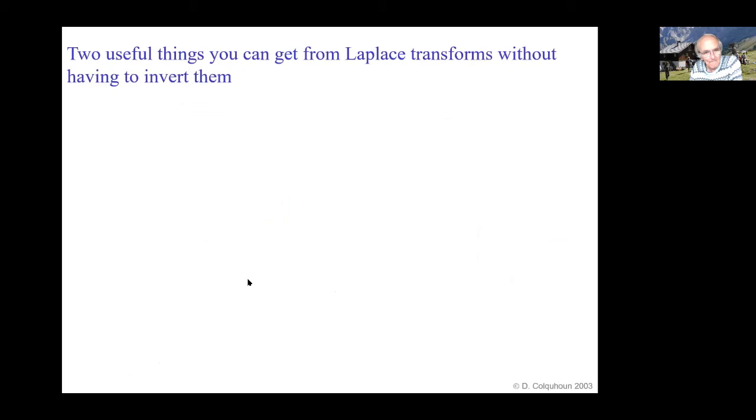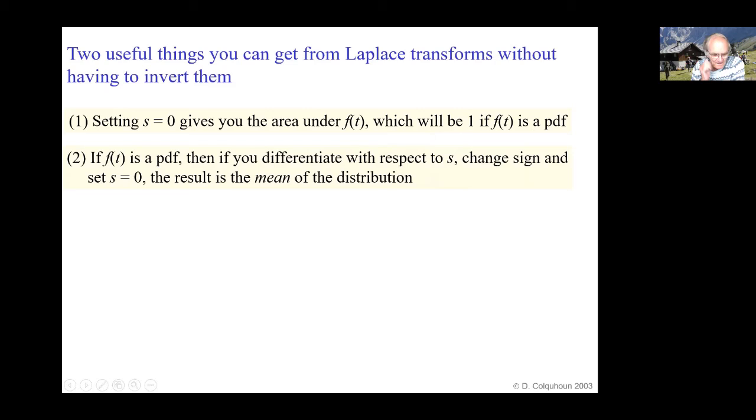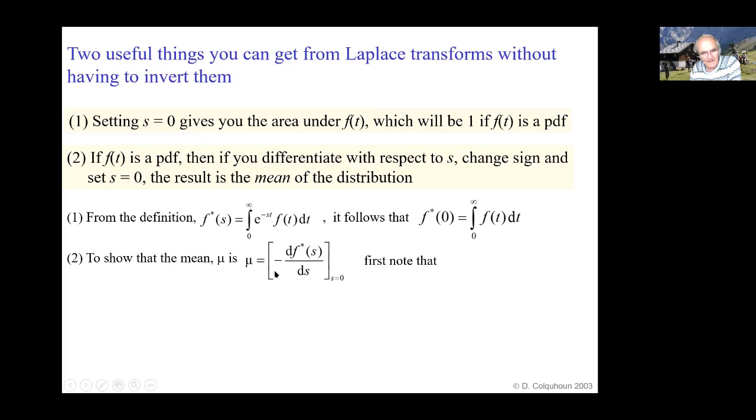Finally, we'll consider two useful things that you can get from a Laplace transform without having to invert them at all. One we've mentioned already: setting s equals naught in the Laplace transform gives you the area under the function. So if f of t is a probability density function, that area will be one. Now the second case, to show that the mean of the distribution, mu say, is given by differentiating the Laplace transform with respect to s, changing its sign and setting s equal to zero.